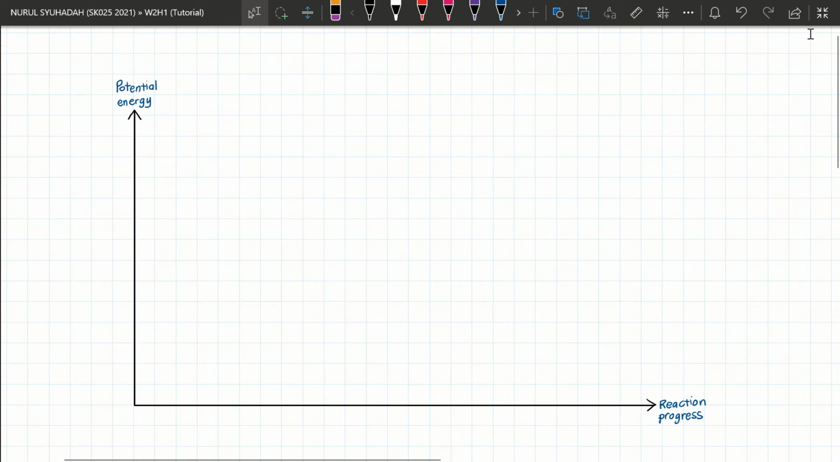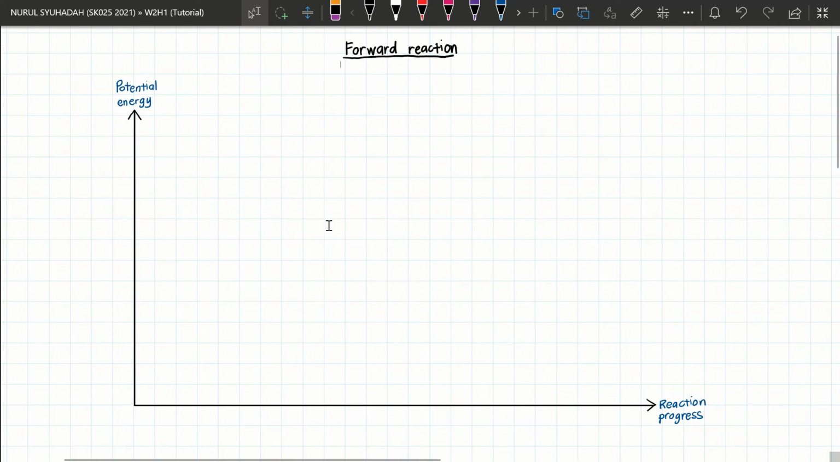Okay, now we're going to start with the forward reaction first. So first, draw the axis. You have potential energy and also reaction progress. And then don't forget to label your energy profile diagram, because you have two different energy profile diagrams right now.